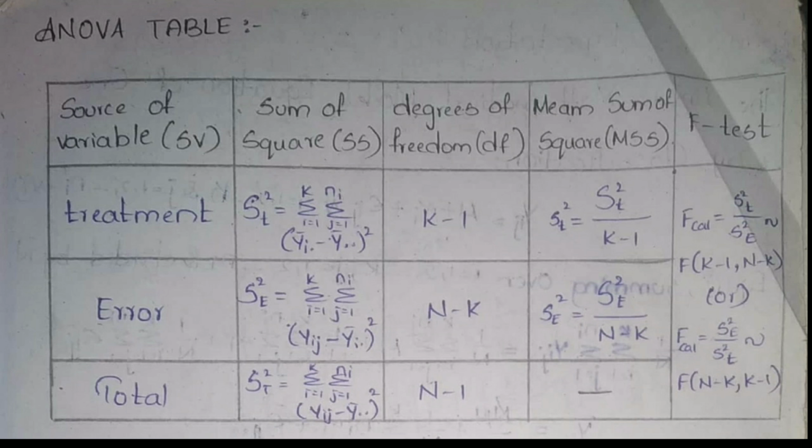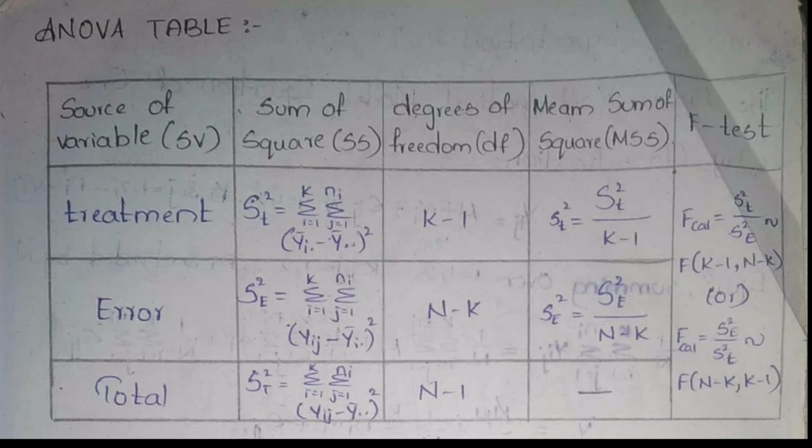Next we write the ANOVA table. In our ANOVA table we have to follow some columns. Column number 1, source of variance. Column number 2, sum of squares. Column number 3, degrees of freedom. Column number 4, mean sum of square, and ratio or F test.